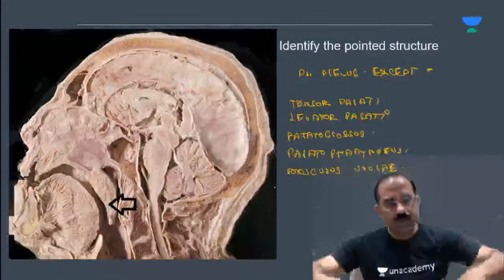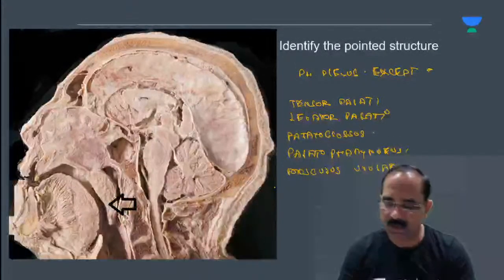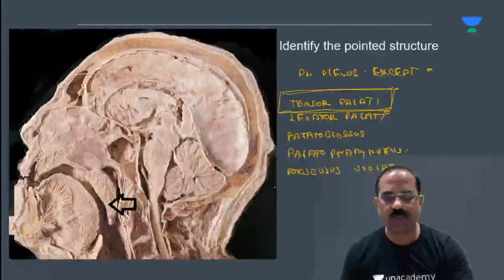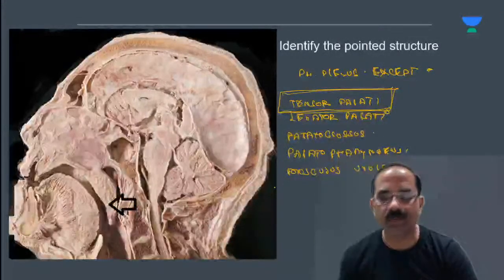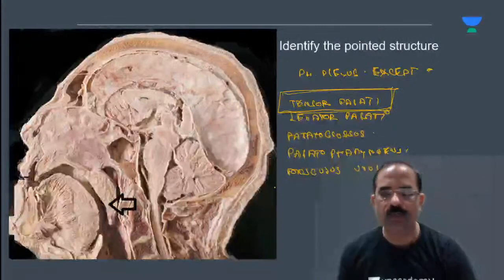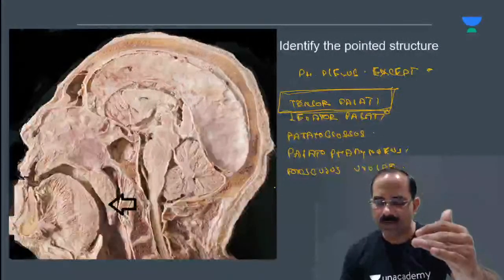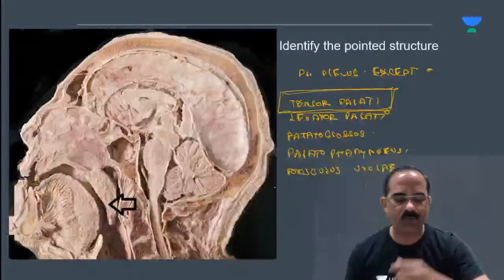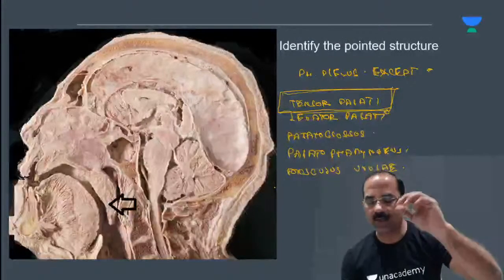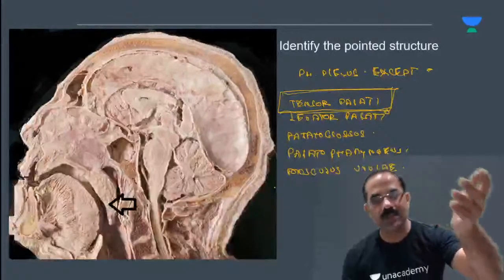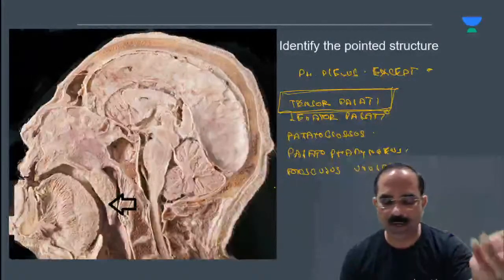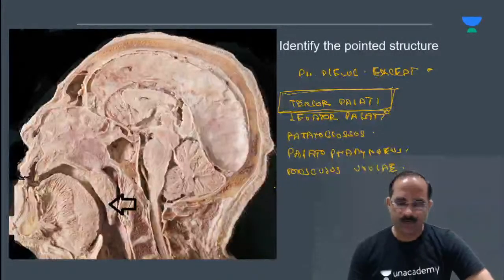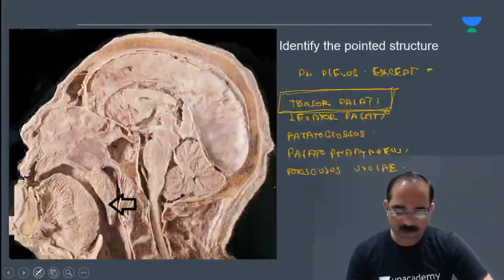Out of these, all the muscles are supplied by pharyngeal plexus except the tensor palati, which is supplied by the mandibular nerve, because the tensor palati is derived from the first pharyngeal arch. Perfect. Okay, very good. Identify this structure.